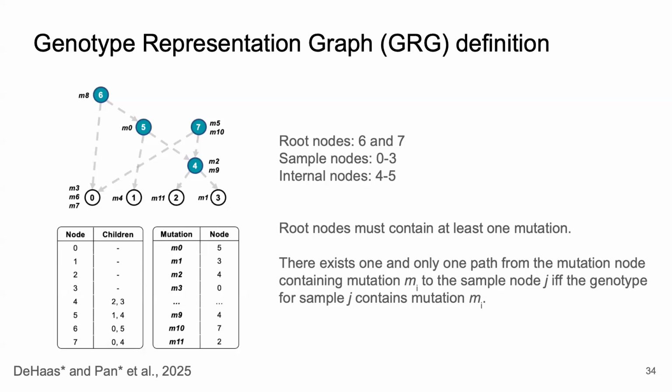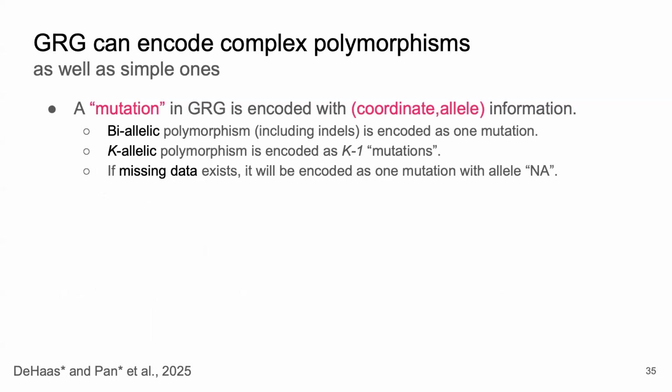The rule for reading this graph is that if there is a connection between a node and a leaf node, all the mutations on this node are carried by this leaf node's haplotype. A mutation in this graph is really like a variant, and it's encoded with the coordinate of the variant and the allele of the variant. So it doesn't have to be a single nucleotide, and it doesn't necessarily have to be biallelic. It could be multiallelic, and it could also be missing information.